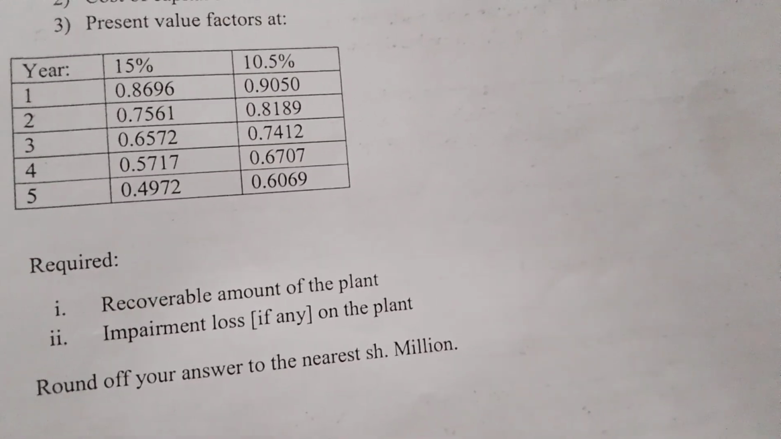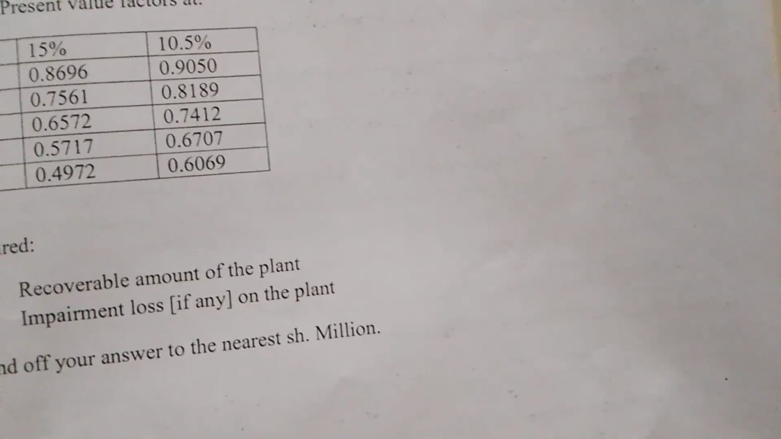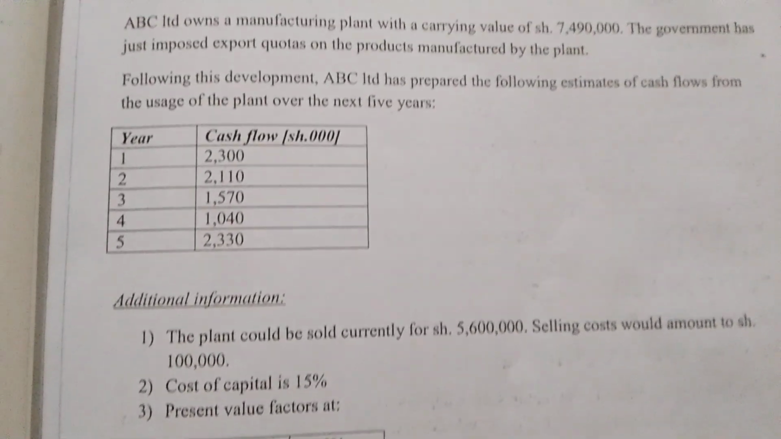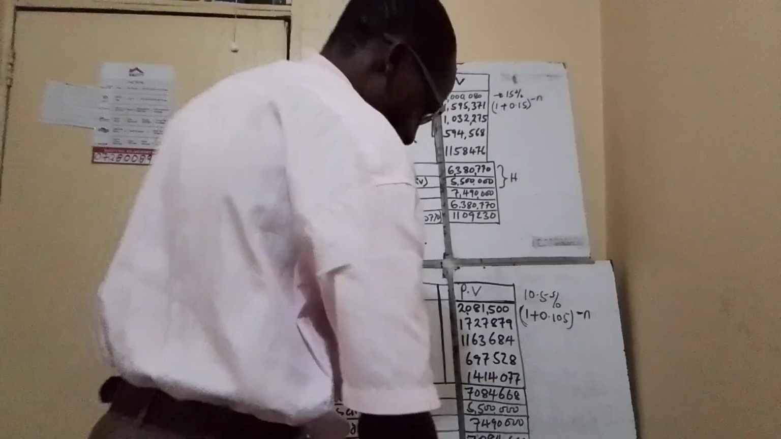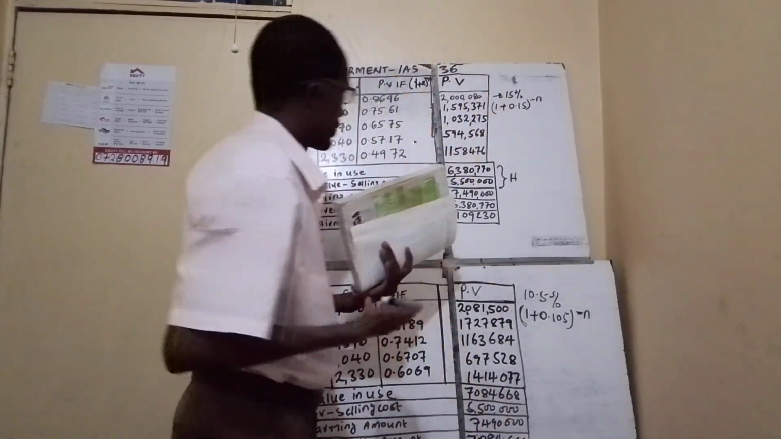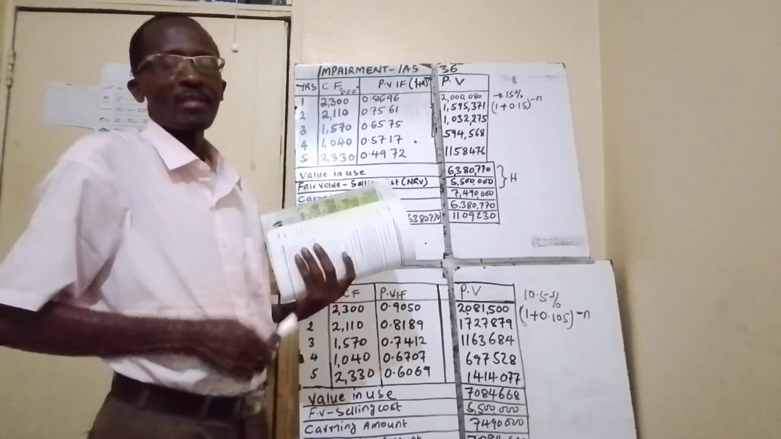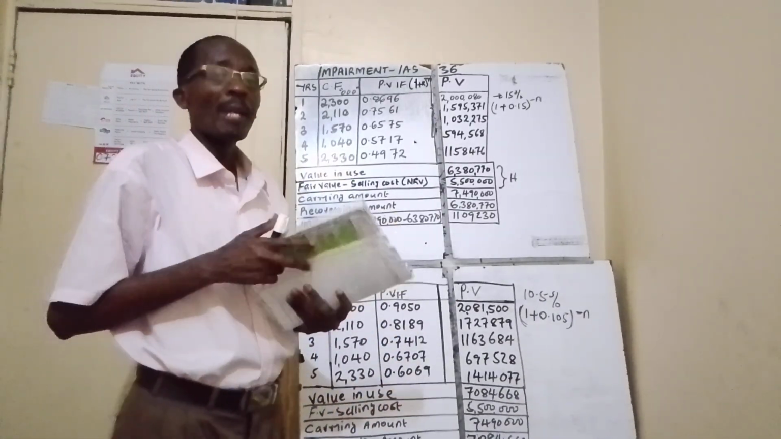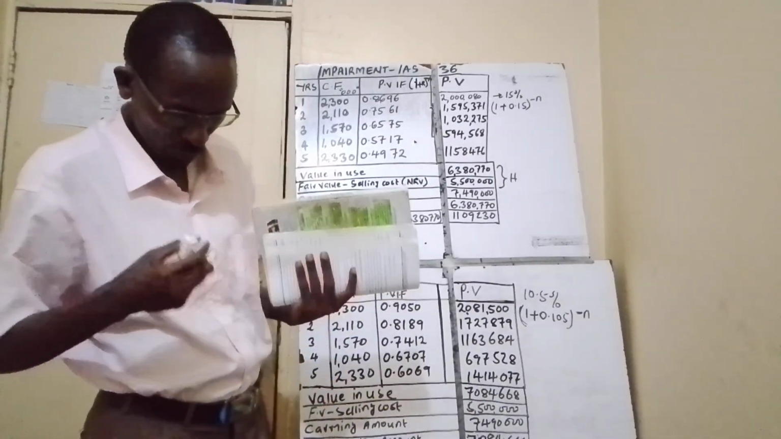Number 2, impairment loss, if any, on the plant. Round off your answer to the nearest million. So that's my question there. Now let's do it. That is quite simple. Okay, it may be difficult if you are taking it for the first time, but I'll make it as simple as I can, because my work is to simplify that which is difficult for you.